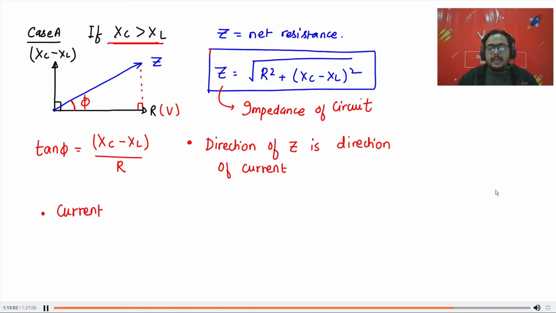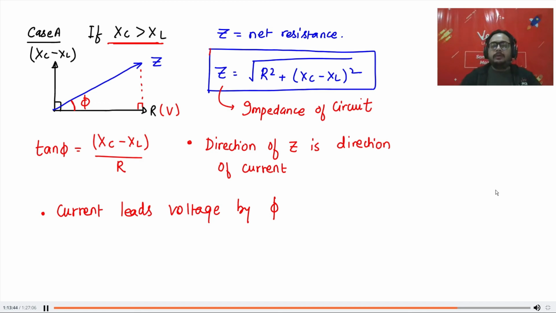So basically current leads voltage by phi. This you have to remember. Because XC is greater than XL. See, what does XC want? XC wants that current should lead. What does XL want? XL wants that voltage should lead. But XC is greater than XL. So who will matter more? XC will matter more. XC wants current to lead, so current will lead. But it will not be able to lead by 90 degrees. It can only lead by angle phi. Is that clear?